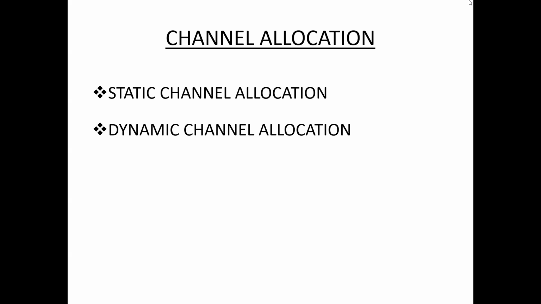Here the allocation is done considering a number of parameters so that transmission interference is minimized. This allocation scheme optimizes bandwidth usage and results in faster transmissions. So the transmission is fast in dynamic channel allocation when compared to static channel allocation. Dynamic channel allocation is further divided into two types, centralized allocation and distributed allocation.